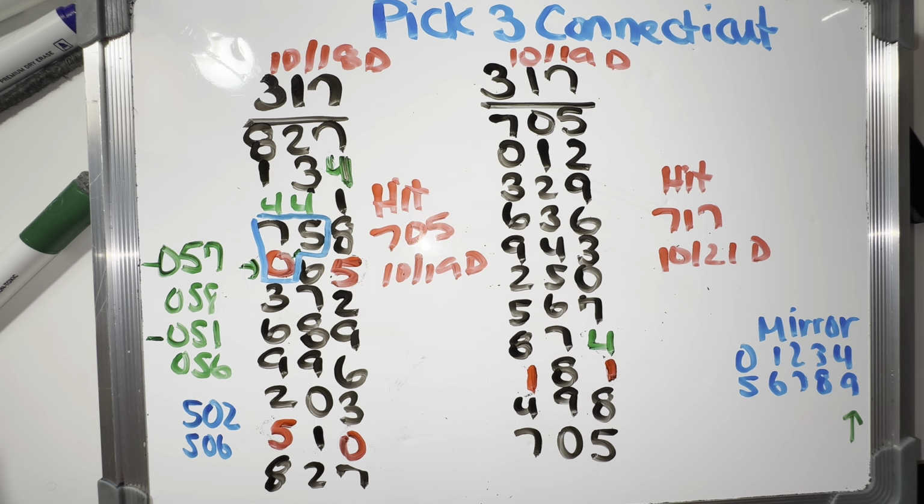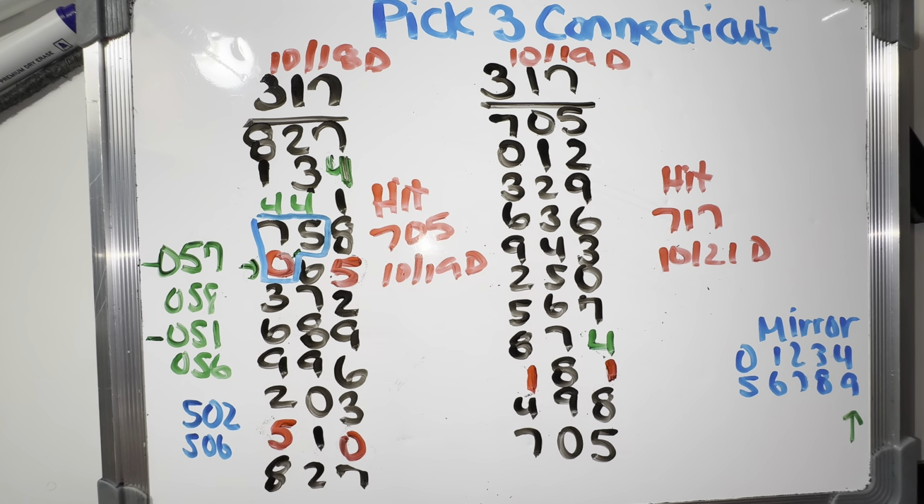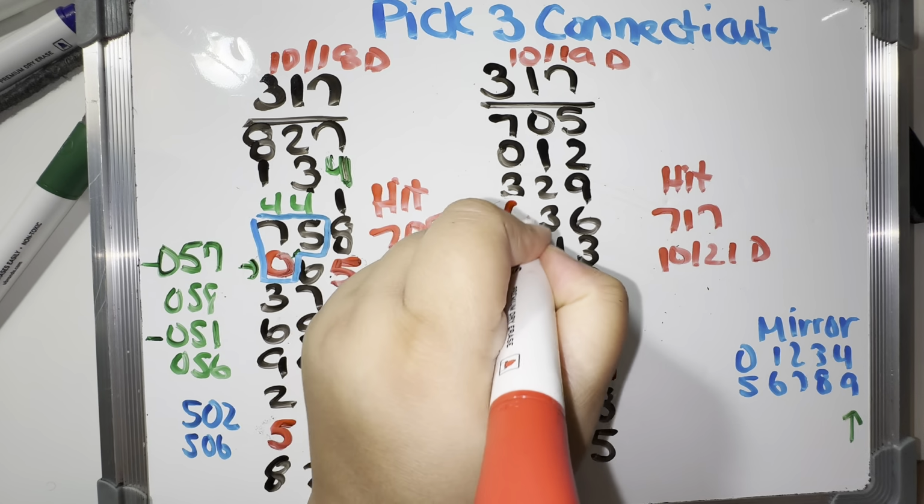All right, let's go ahead to October 19th day game. The hit was 705. Again, we're using the 317 rundown. So we're looking for those splits, okay? They could be mirrors or they could be doubles. Just so I can show you both.